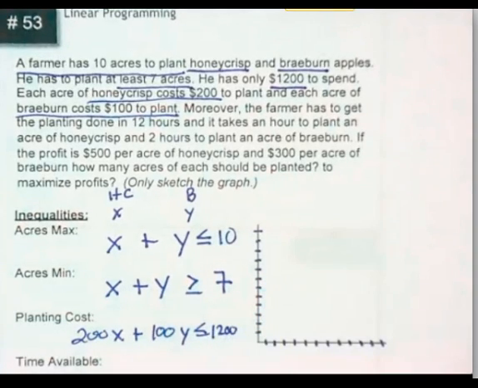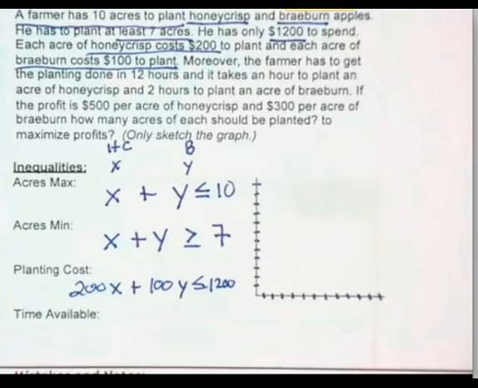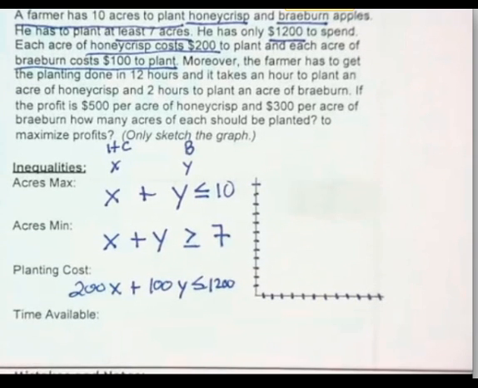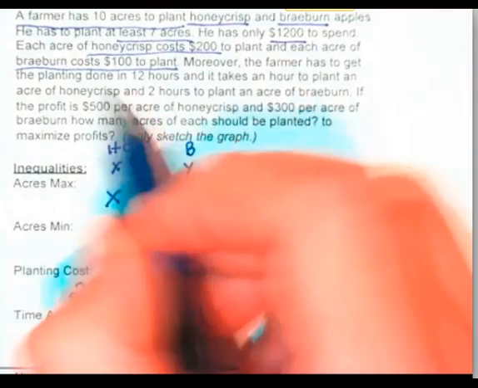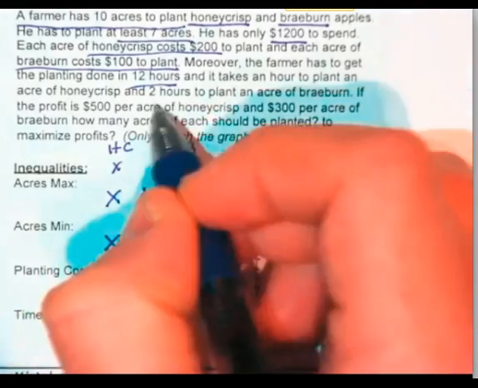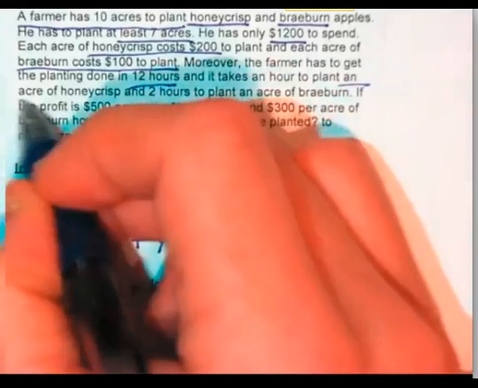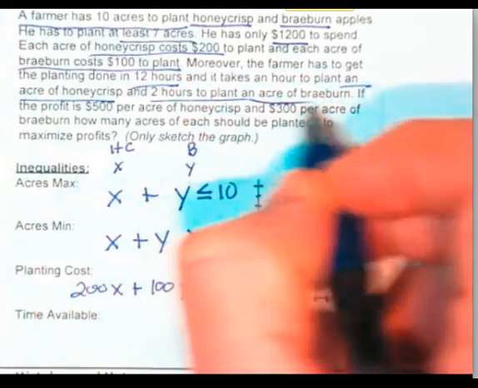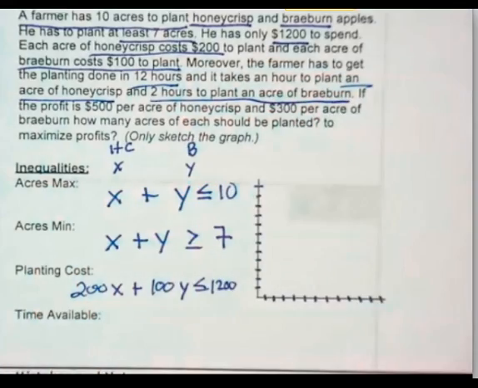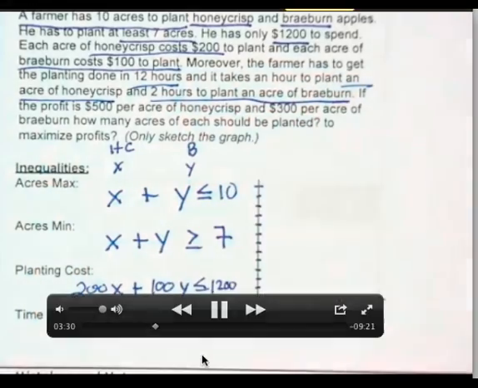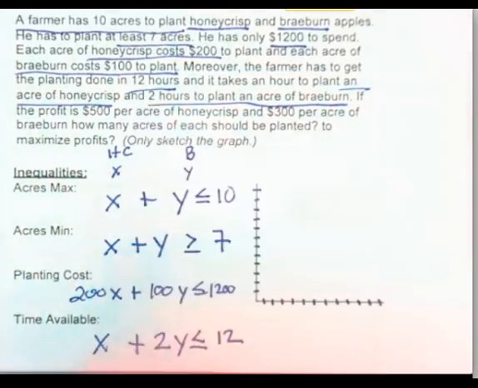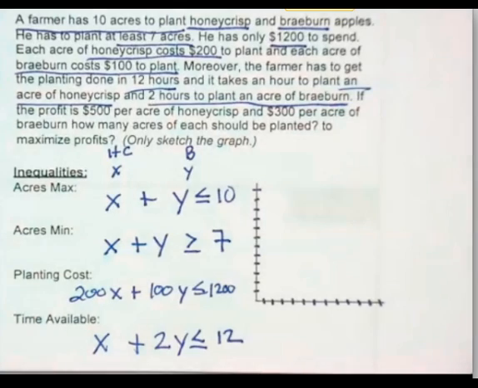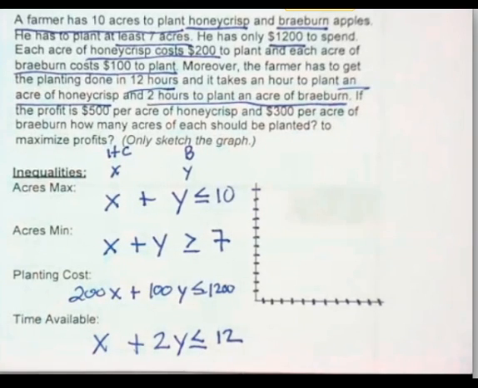Okay. Next, our bottom criteria then, it says the time available. There's only so much time to plant this that's given in the problem. And it says he only has a total of 12 hours to plant, and it takes 1 hour for a Honeycrisp and 2 hours to plant Braeburns. So, pause the video and think about what you think the equation should be for the 12 hours in the problem. Now, also before you graph this, we want to think about what the profit equation is going to be.